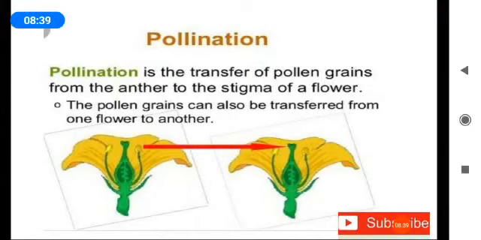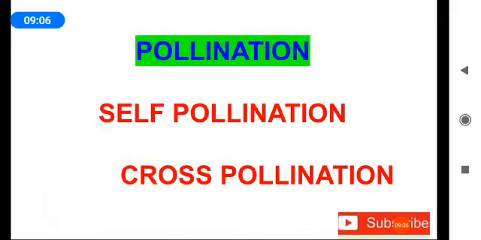So pollination is the transfer of pollen grains from the anther to the stigma of a flower. So from the androecium to the gynoecium, pollen grains are transferred. This transfer of the pollen grains from one flower to another flower is known as pollination. So pollination is of two types: self-pollination and cross-pollination.